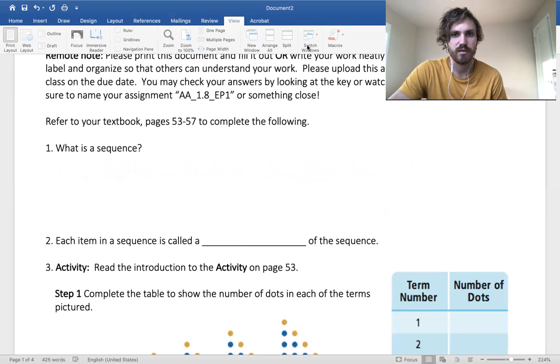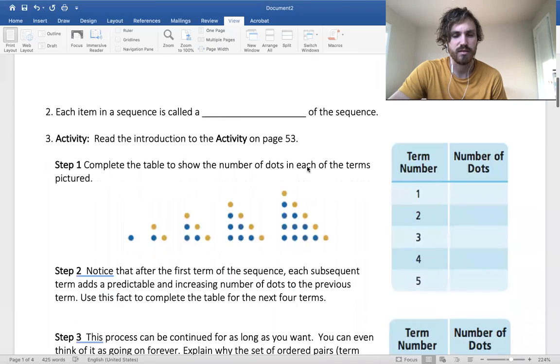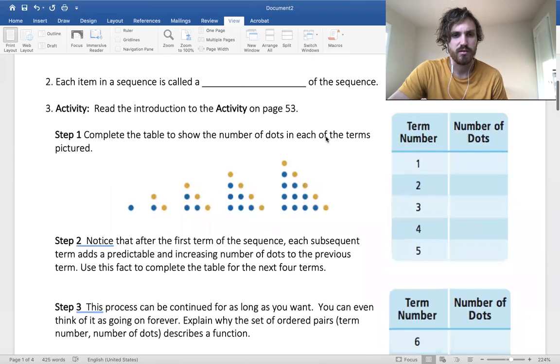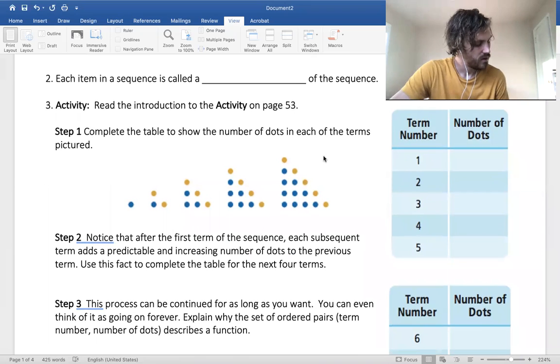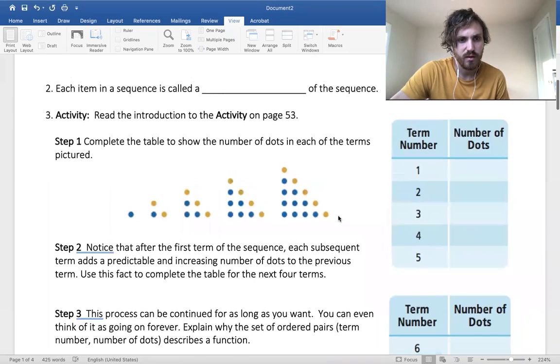Okay, so let's go ahead and scroll down here. It says read through the introduction to the activity on page 53. Okay, collection of dots below form the first 5 terms of a sequence of triangular arrays. The numbers of dots in each collection form a sequence of numbers. Okay, so here's a sequence of numbers. Step 1, complete the table to show the number of dots in each of the terms pictured.